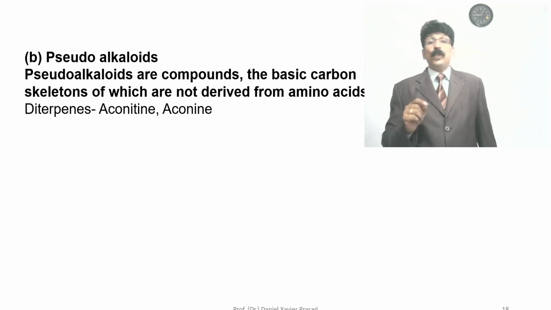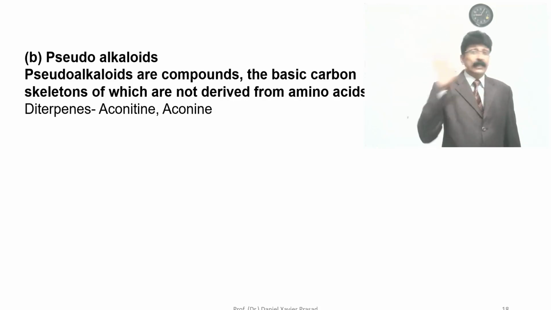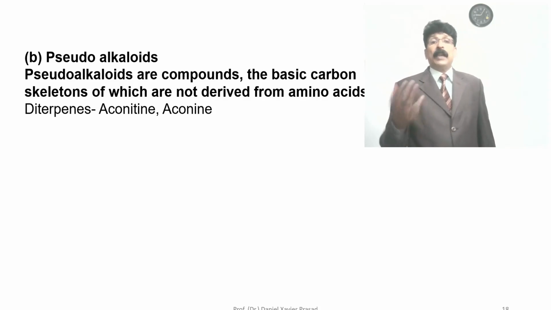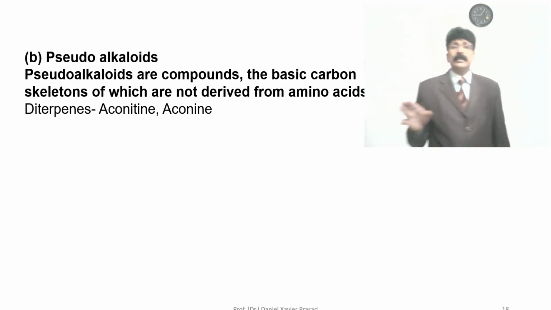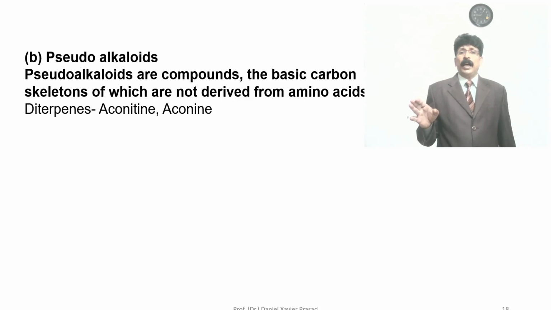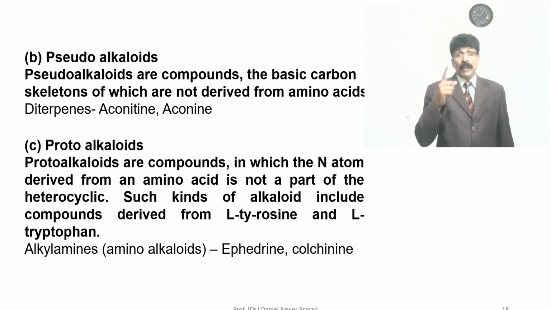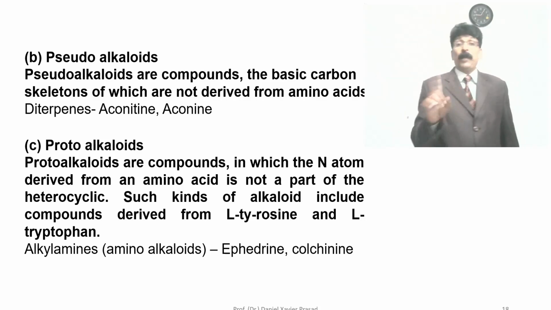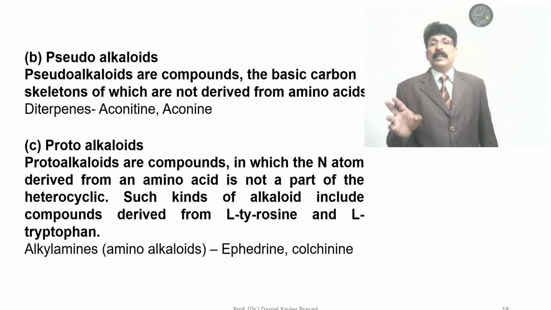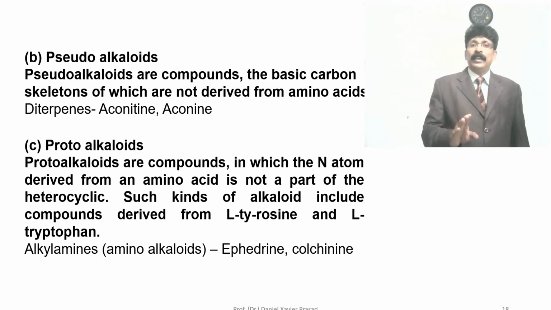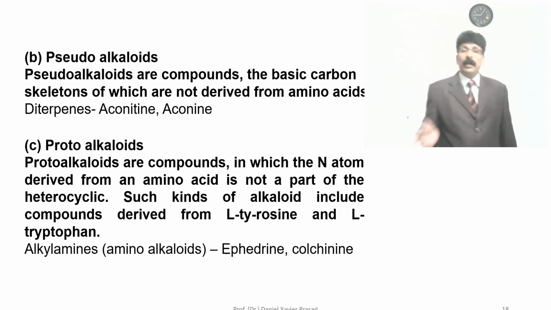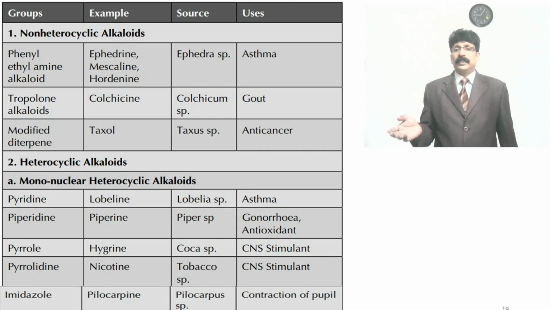So pseudo-alkaloids, whose definition we have already seen in the structure and the hints, the same thing I have explained. Pseudo-alkaloids are compounds whose basic carbon skeleton is not derived from the amino acid, diterpenes, aconitine and aconine. Proto-alkaloids are compounds in which nitrogen atoms are derived from amino acid and are not part of heterocyclics. Such kinds of alkaloids include compounds derived from L-tyrosine and L-tryptophan, alkylamines, amino alkaloids, ephedrine, colchicine. So there is this classification.